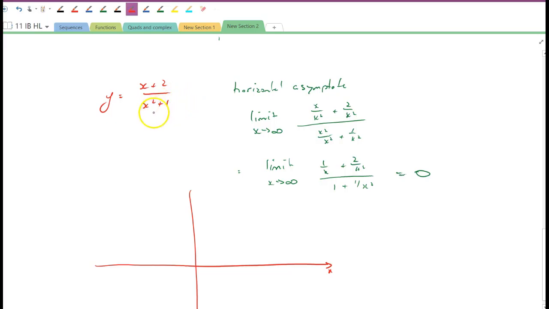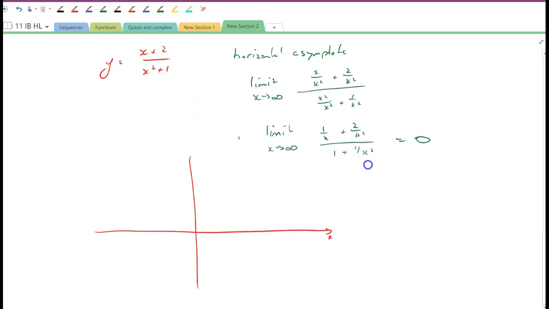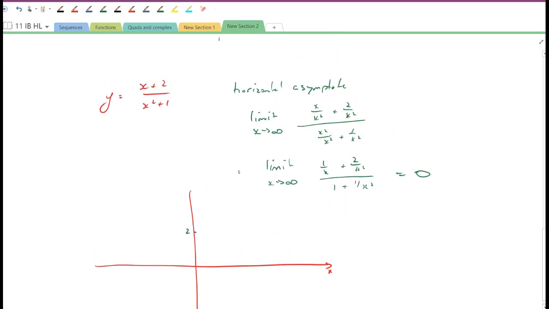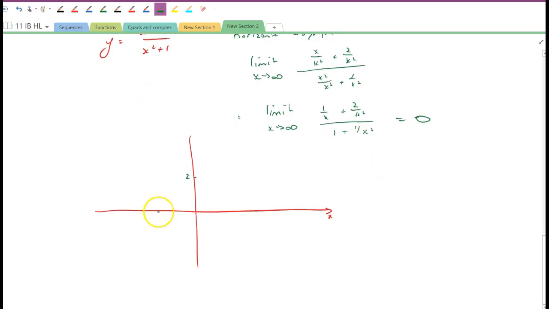And what happens? I don't think there's any vertical asymptote. Is there a vertical asymptote? Is there a value of x that gives us 0 under here? No, there's not. So what about when x is 0? We get 2 over 1. So we know it's going through here at 2. When is y equal to 0? Well, that's when x equals minus 2. So down here at x equals minus 2, we've got y equal to 0.